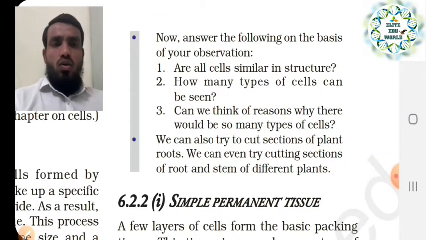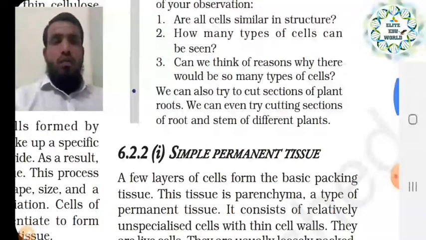Now we are at the stage where we can give the answer. Are all cells similar in structure? No, there are different structures of cells that we have seen in the slide. Some are xylem, some are phloem. And how many types of cells can we see? We have seen many types of cells, like the epidermis, and then the xylem and phloem.